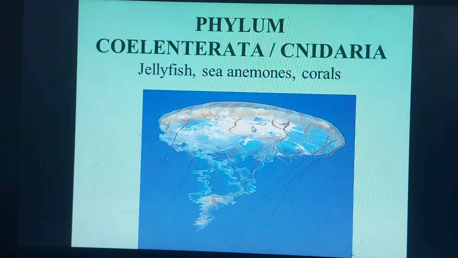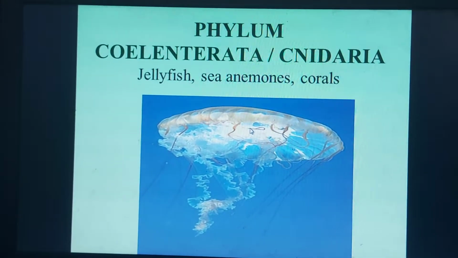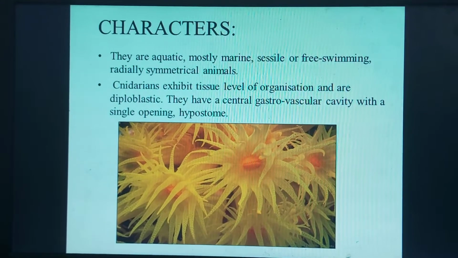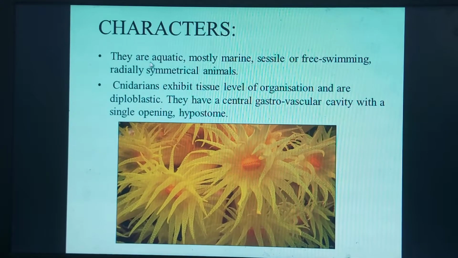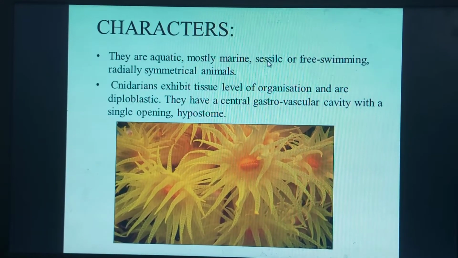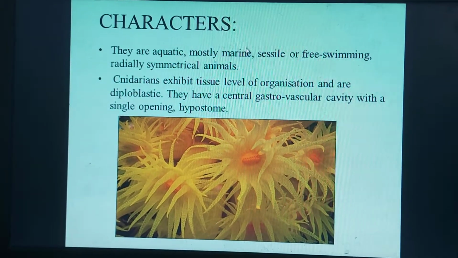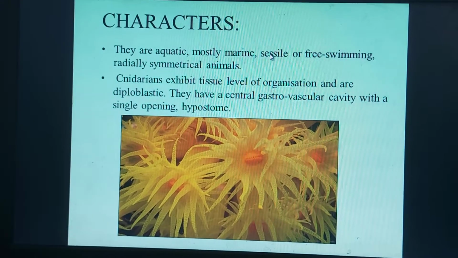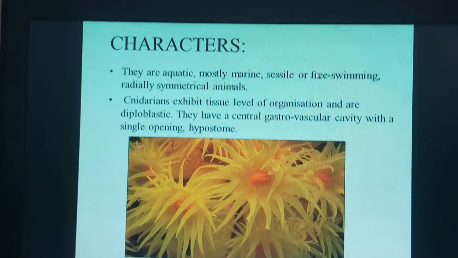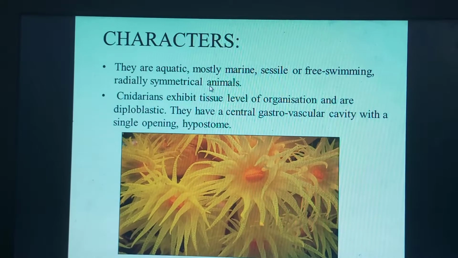So one of the pictures of the jellyfish is shown over here also. So that belongs to your phylum Coelenterata. So let's begin with the characteristic features of this phylum. If we talk about the characteristic features, these organisms are aquatic, mostly marine, they are sessile or free living. Sessile means that they remain attached with the substrate, they do not move, or free swimming, that means they are freely floating on the surface of water, and they show radial symmetry.